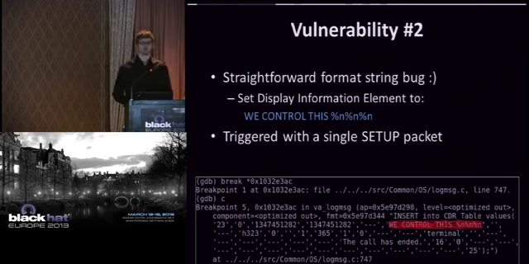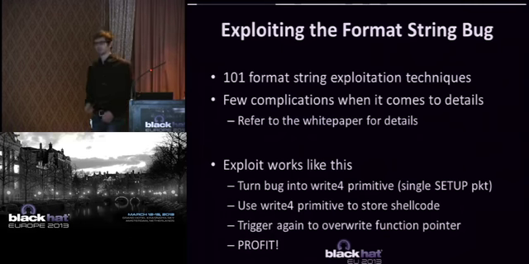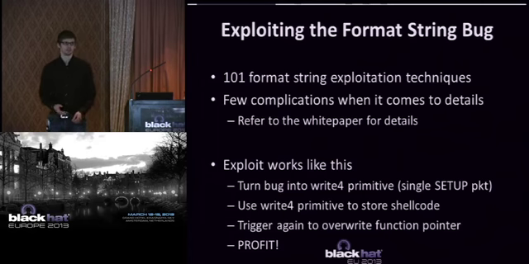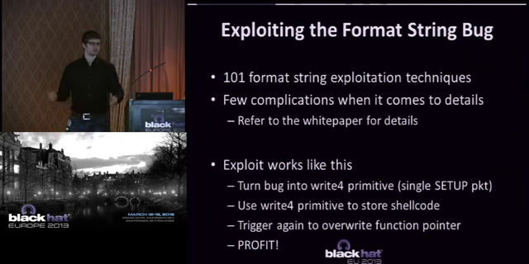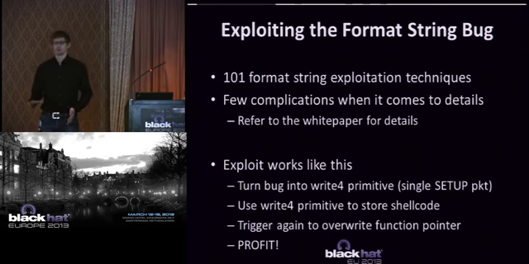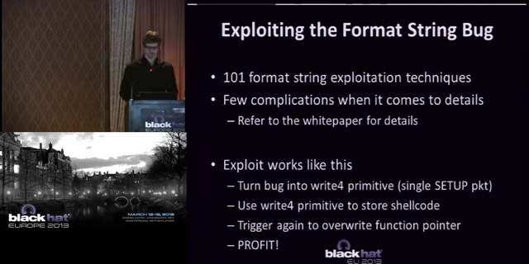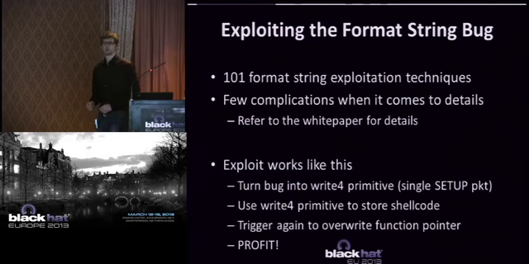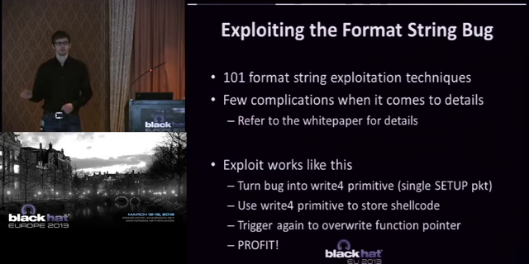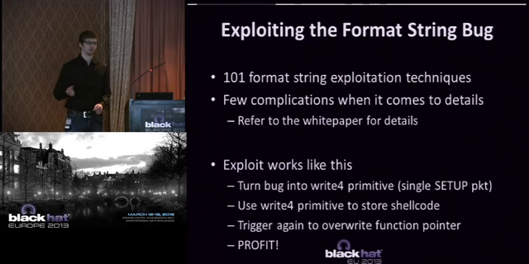However, our goal is not to crash the device, but obviously to take control over it. So we developed an exploit for the format string bug, and it turns out it's pretty simple due to no exploit mitigations at all. You basically use pretty straightforward format string exploitation techniques. There are some complications when it comes to details, but that's always the case if you're writing exploits, right? And basically how it works is we send a single setup packet, which we turn into our write-four primitive. So a single setup packet will write 4 arbitrary bytes in memory at an arbitrary address.